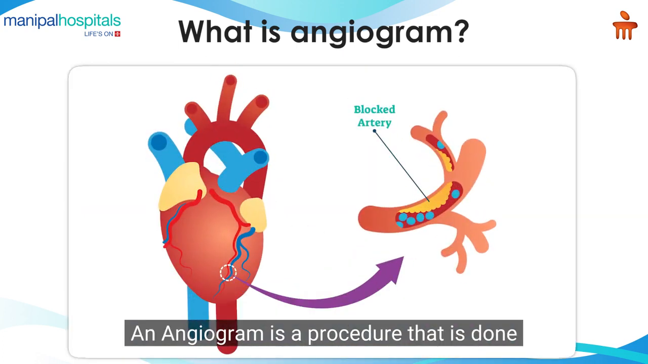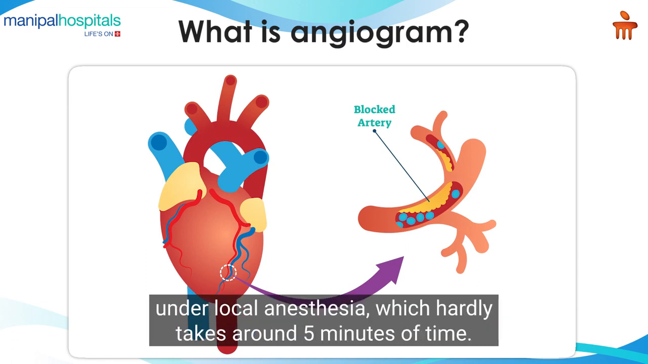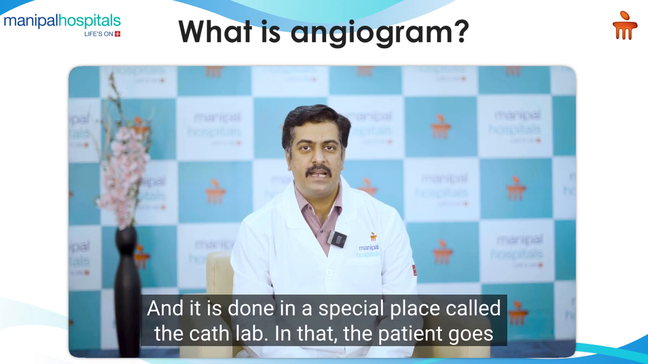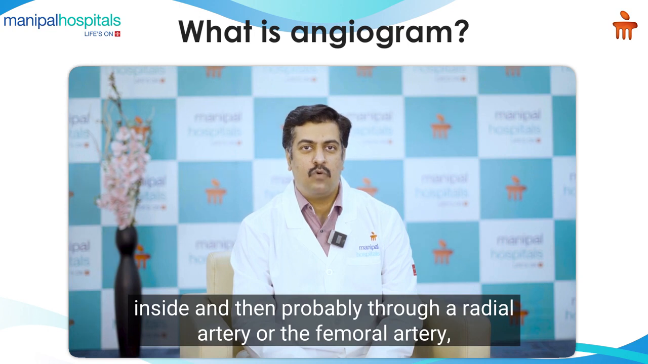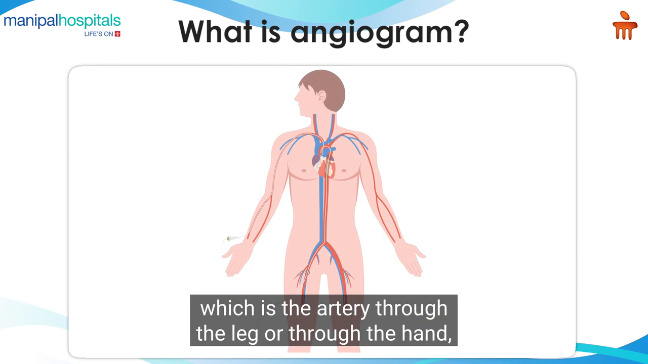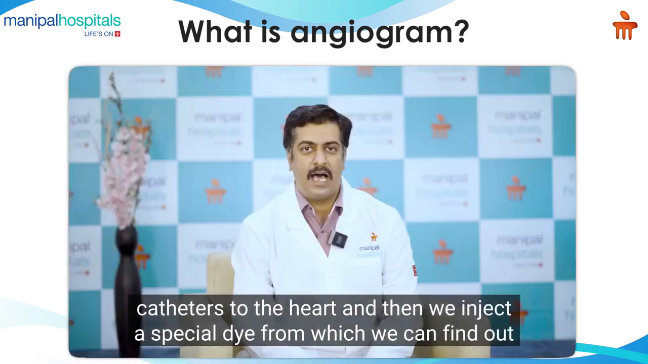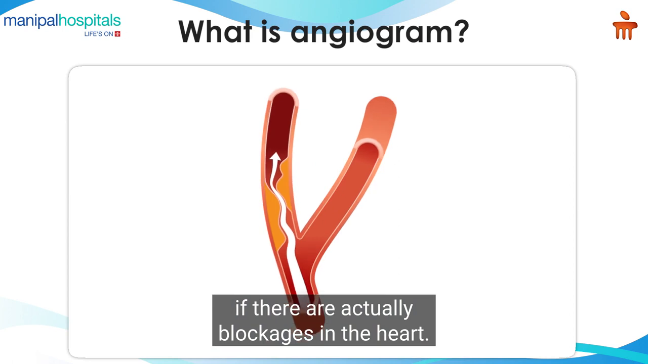vessels. Angiogram is a procedure which is done under local anesthesia, which hardly takes around 5 minutes of time, and it is done in a special place called the cath lab. In that, the patient goes inside and then probably through a radial artery or the femoral artery, which is the artery through the leg or through the hand, we will be inserting some diagnostic catheters to the heart, and then we inject a special dye from which we can find out if there are actually blockages in the heart.